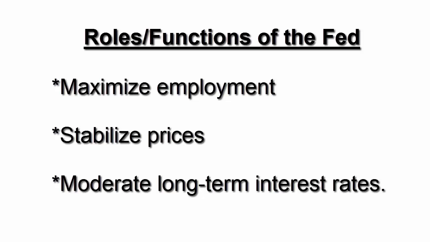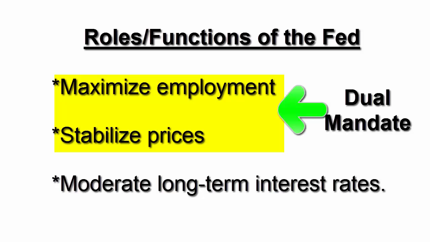1. Maximize employment. 2. Stabilize prices. And 3. Moderate long-term interest rates. The first two are collectively known as the Fed's dual mandate, as described in element E of this standard.